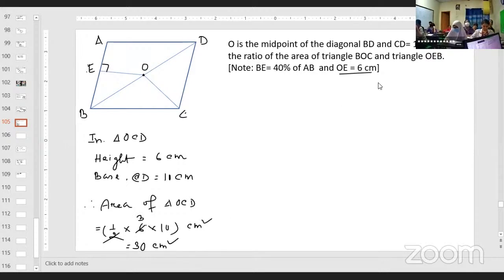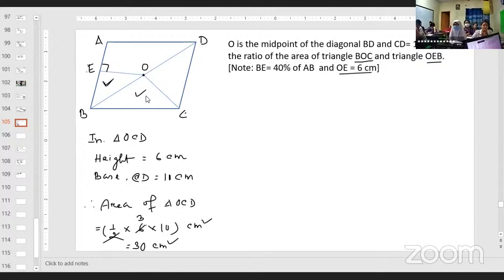And as we are actually told to find out the ratio of the area of BOC and OEB, it's very easy for us to find out the area of OEB, because we have ways to find out B. B will be considered as the base if it is considered as the height. So B we can find out from there, and we have the length of OE, so we can find out the area of OEB. But what about the area of OBC? Do you have any clue? What did we use area?